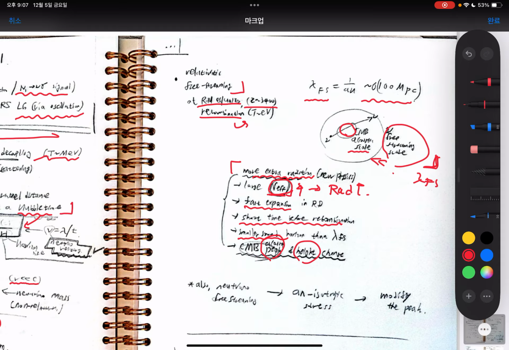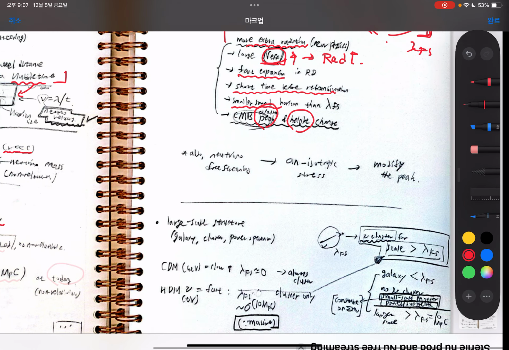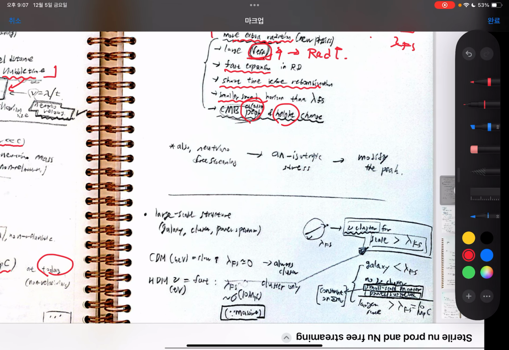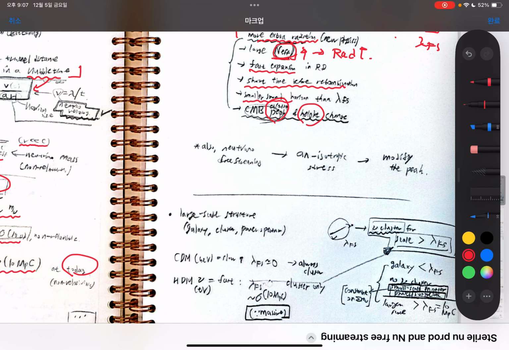So this effect comes from the relative size of the acoustic scale and the neutrino free streaming length. Also, such neutrino free streaming generates anisotropic stress, and also modifies the CMB peak. From the point of view of large scale structures, like the galaxy cluster or power spectrum, because the GeV scale cold dark matter is very slow, its velocity is small, so the free streaming length of such cold dark matter is negligibly small.